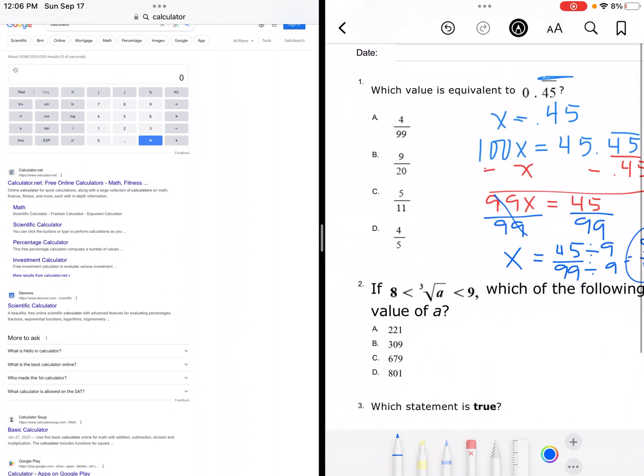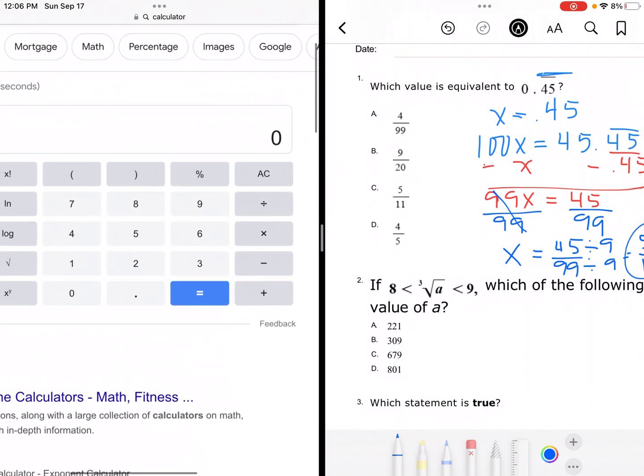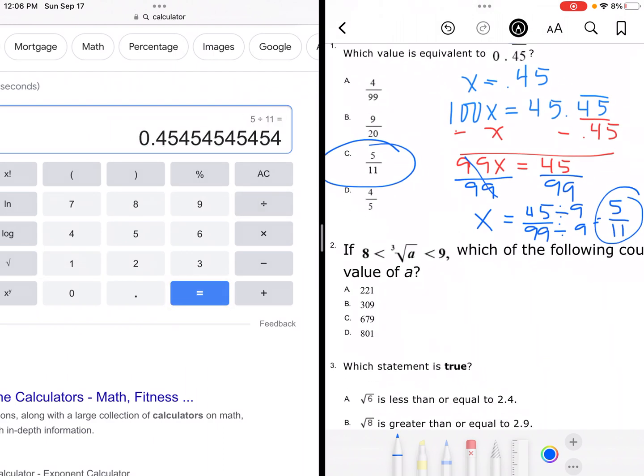I also could have divided each of my answer choices into the calculator. 5 divided by 11, and I get 0.45 repeating. So C should have been my answer.